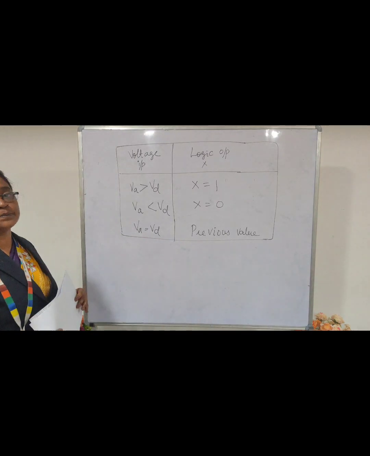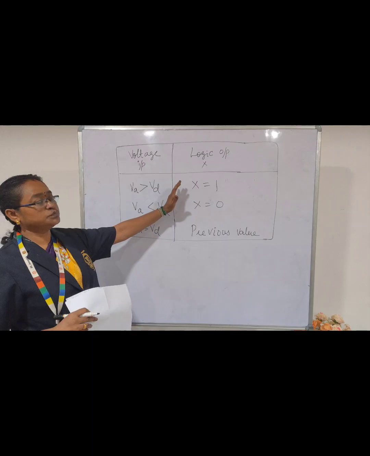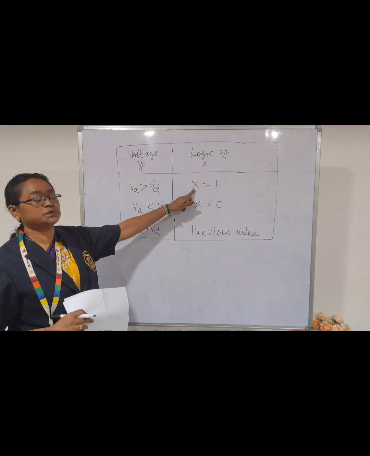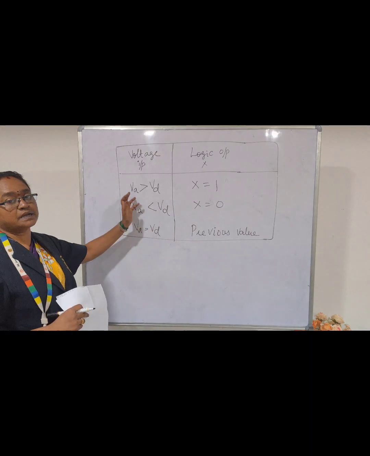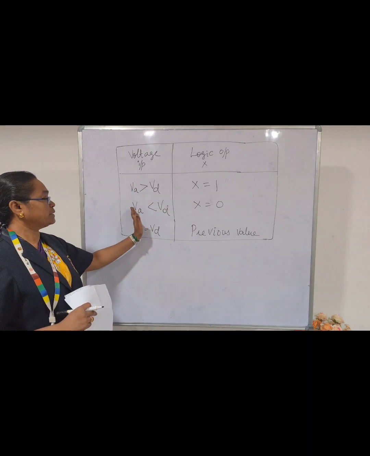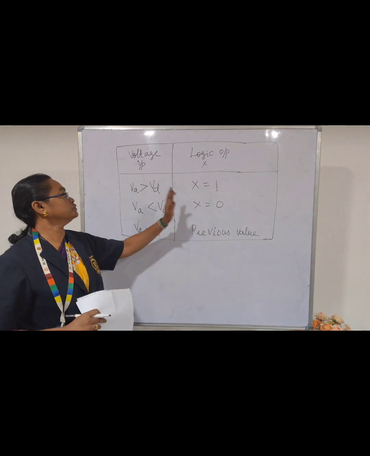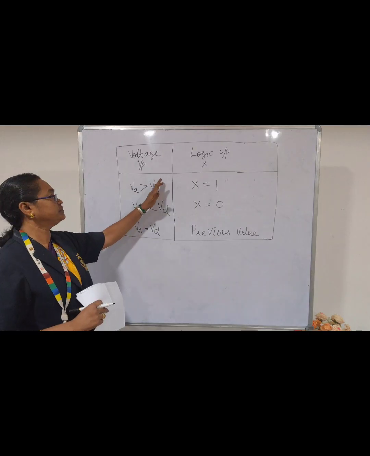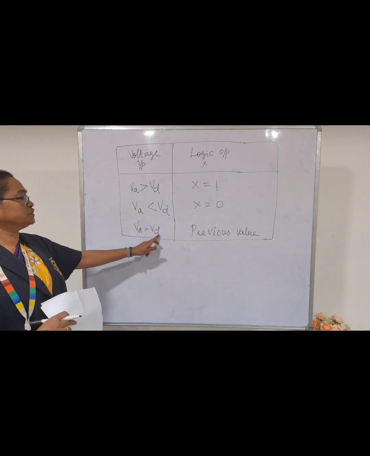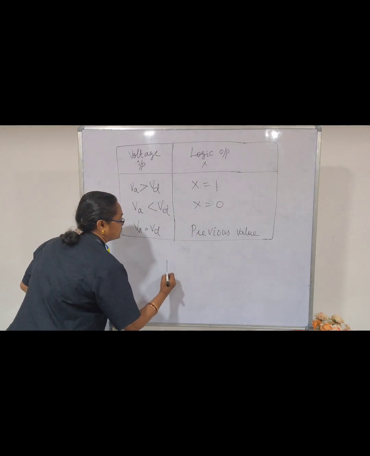So this is your comparator output. Our output should be ones and zeros because the output is digital. So VA greater than VD means output is 1. The comparator compares the analog value with your reference value. If the analog voltage is less, the output is 0. If the analog voltage is greater than the reference voltage, the output is 1. VA equal to VD means it maintains the previous value. So this is your comparator.